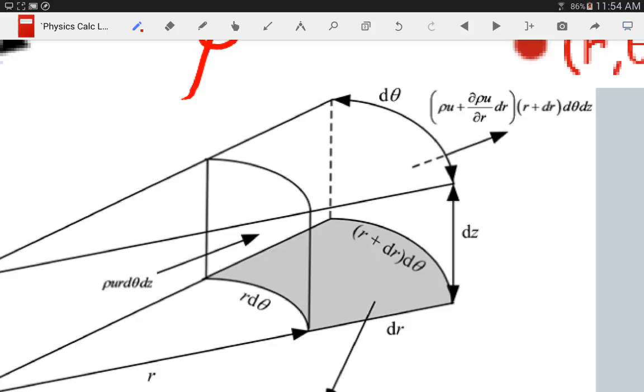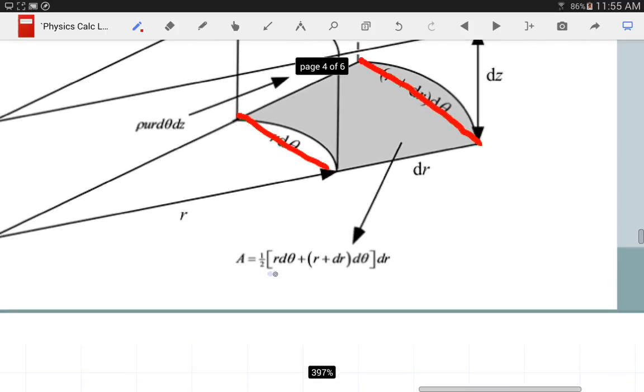Right? That's very technically correct. Now, what's not very technically correct is the next step, where they say, well, for the base, I'll take the area of a trapezoid. That is, r d theta on this side and (r plus dr) d theta on the other side. That's saying, in essence, that these are straight lines. So they still approximated, but a little bit less. The area is 1/2 bottom plus top times the thickness.